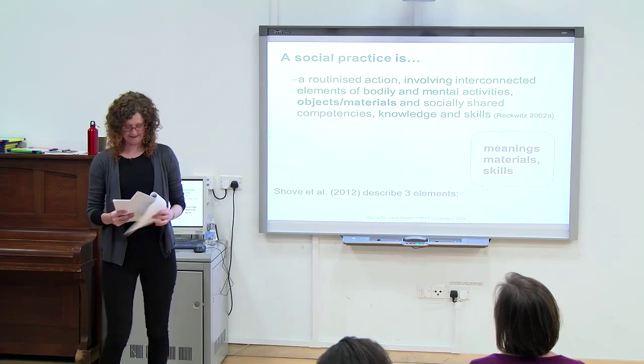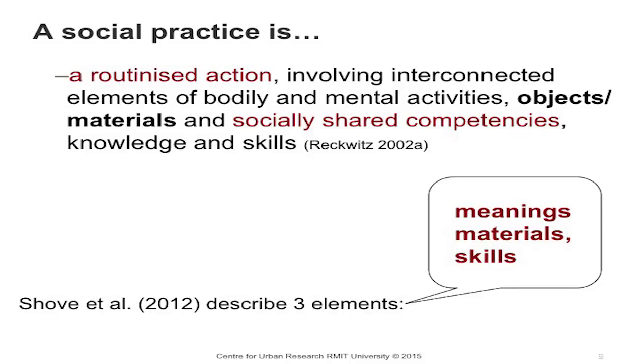So what is a social practice? There are actually various definitions in the literature. This one by Reckwitz is relatively popular in that practices are routinized actions involving interconnected elements of bodily knowledge and bodily and mental activities, objects, materials, and socially shared competencies, knowledge, and skills. But Shove et al. have usefully distilled this, I guess, into these three elements to describe practices as being composed of these three things. So we have meanings, materials, and skills, and I'll explain what they are in a minute.